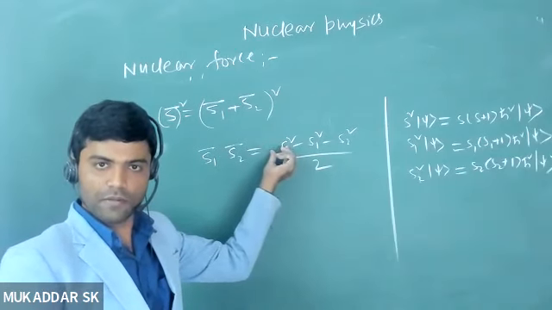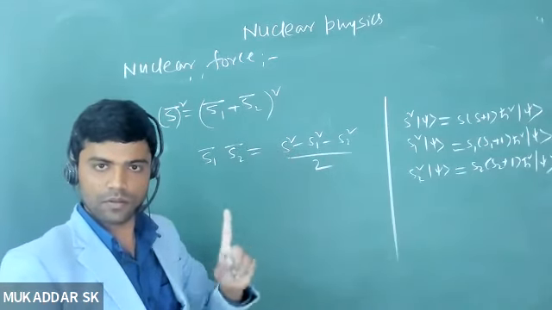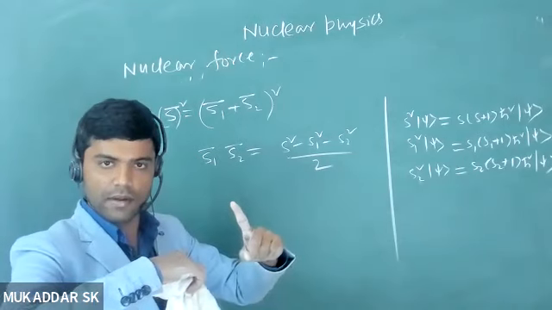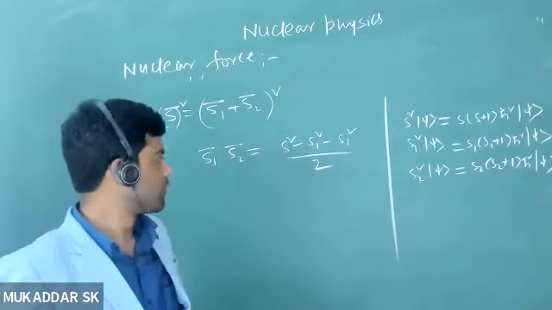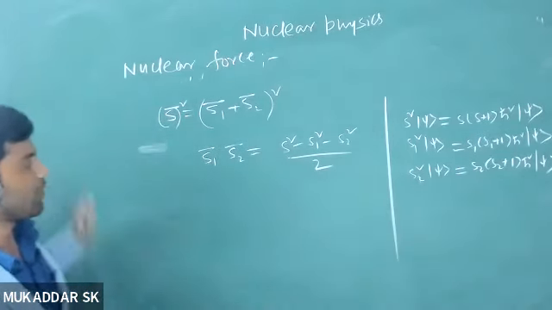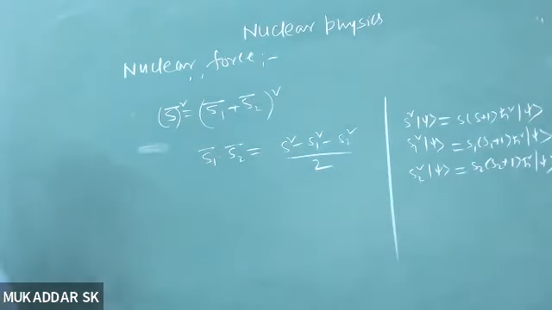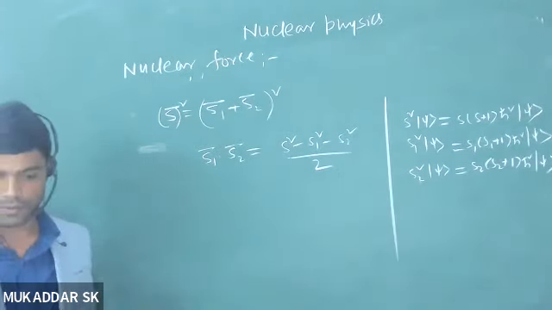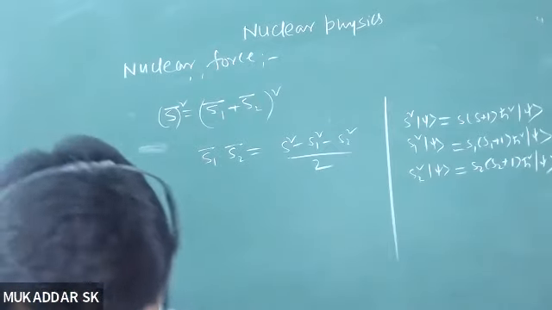Two values are possible: when both are parallel, and when both are anti-parallel, it will be 0, right? So that's why Fn depends upon whether they are parallel or anti-parallel. Is this clear? If it is clear, then I'll proceed.